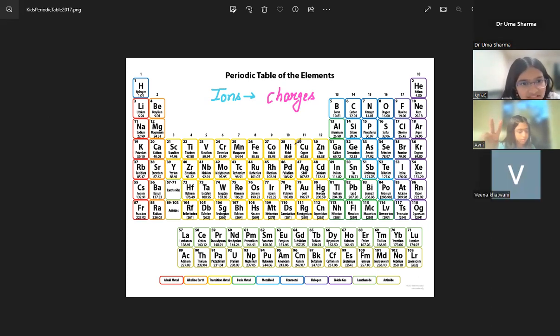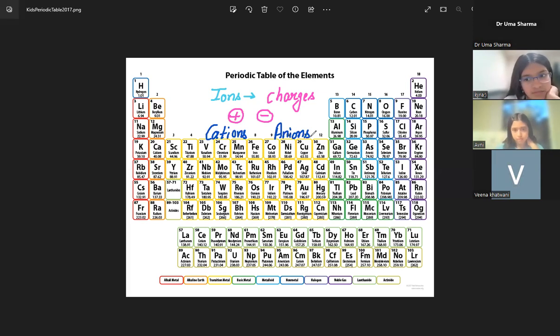Two. Yes, two. And what are these two charges? Negative and positive. Yes, these are the only two charges which we'll be working on. The positive charges are cations. Cation, positive. And the negative is anion. Anions.